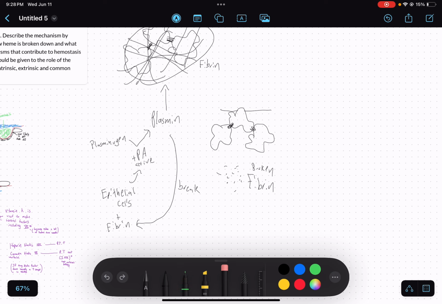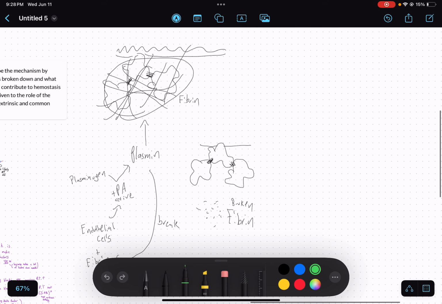And so whenever the, sorry, this should be endothelial. Sorry about that. Endothelial cells combined with the fibrin, they're going to activate the TPA. Whenever TPA is activated, it's going to turn plasminogen into plasmin, which that plasmin is then going to break apart fibrin.